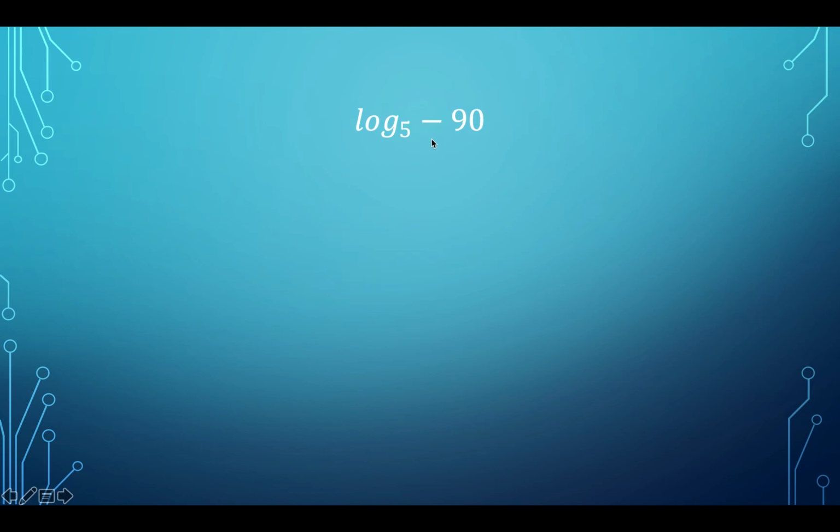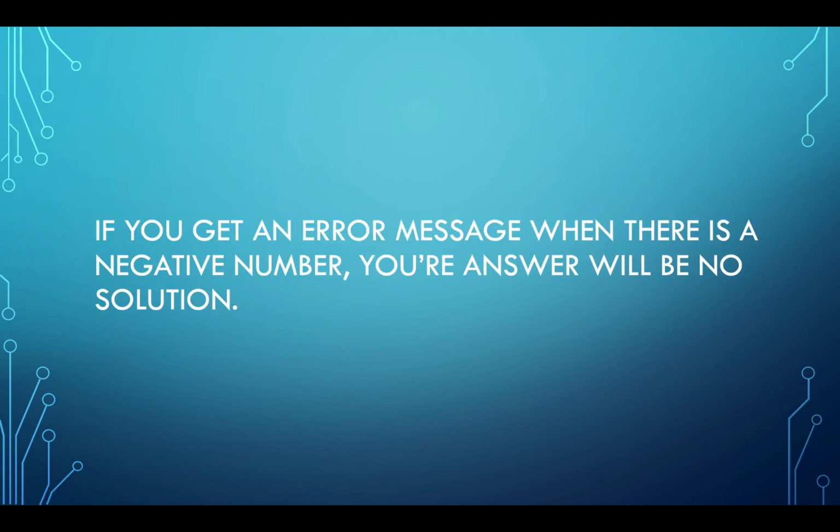Now, how about if I gave you log base 5 of negative 90? So you did log negative 90 over log 5. When you put that in your calculator, you're going to get an error. That is not something that you did by mistake. When you get an error message when you're working with logs, that means there's going to be no solution. So if you get an error message when there's a negative number, your answer will be no solution.